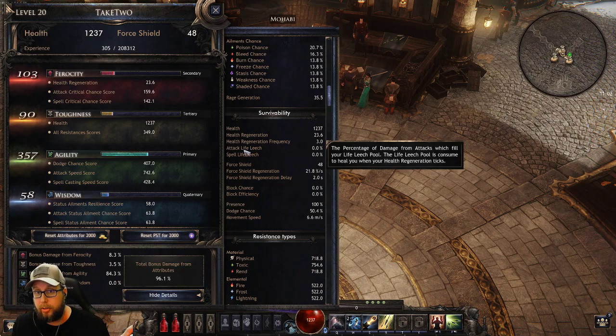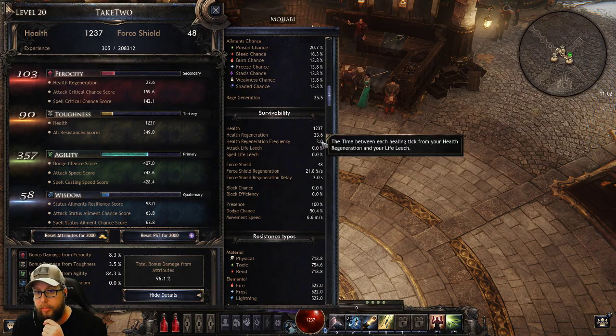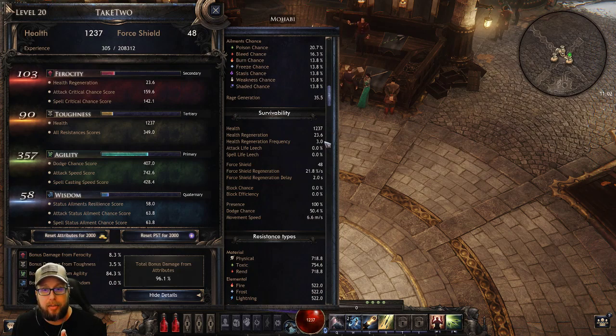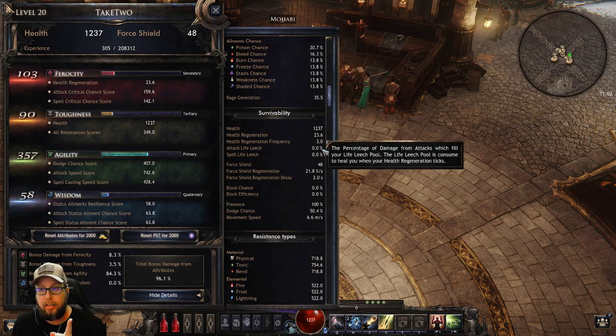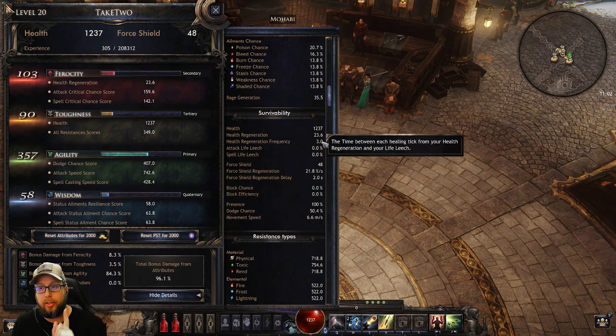Well, how often does your health regeneration tick? Right here, it'll tell you. Every 3 seconds. That's why there's a delay on life leech, because you don't get it as soon as you hit the mob. You get it when your health regen ticks. So life leech does work, and the delay is intentional. Just an FYI.